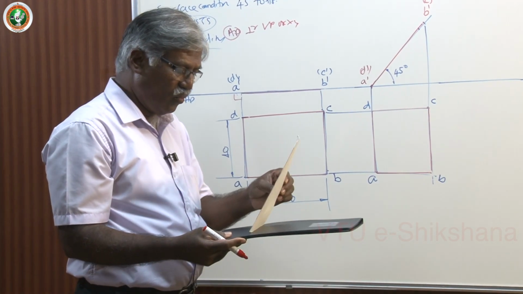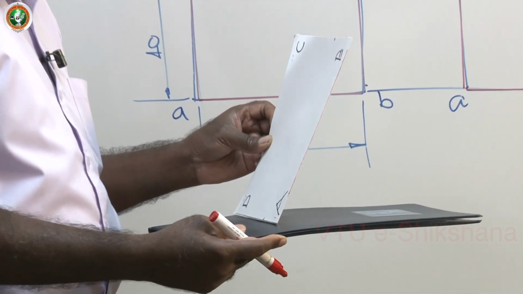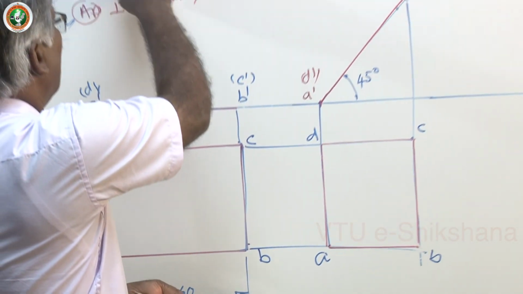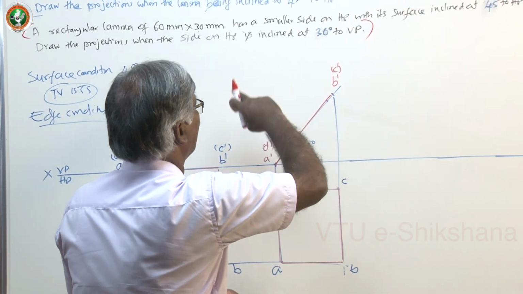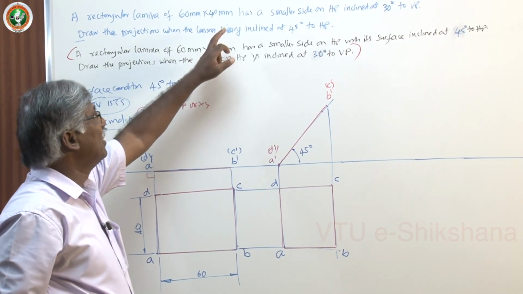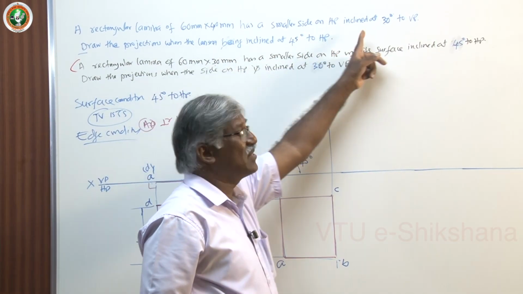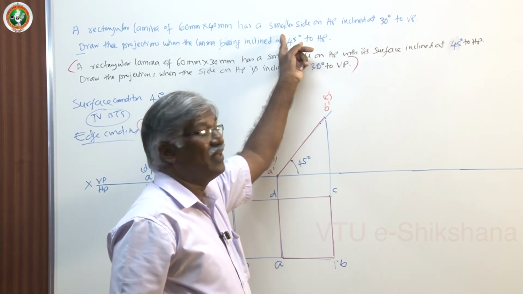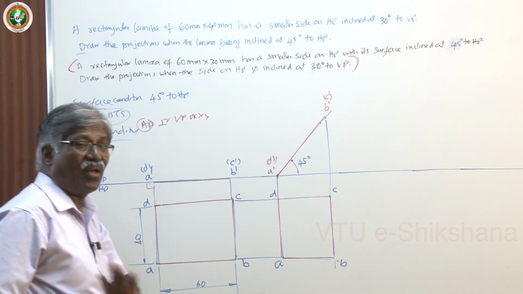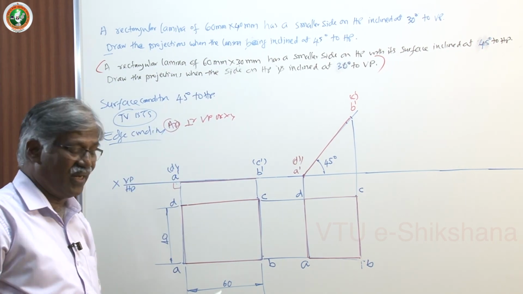Right now AD, which is on HP, is perpendicular to VP. I don't want that. I want the side on HP to be inclined at 30 degrees to VP. So here the difference between the first version and the second version is that he has started with the smaller side on HP, and there itself he has given the inclination. Many people think it is the inclination for the lamina. No, it is again mentioned here. Think twice. Completely read the question.